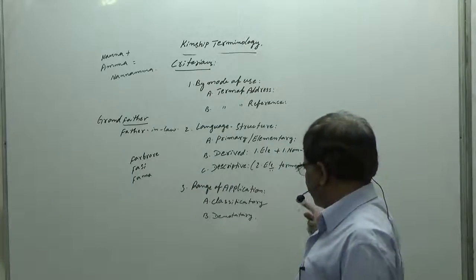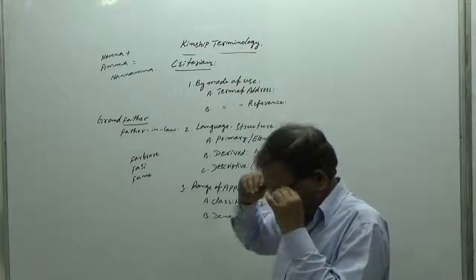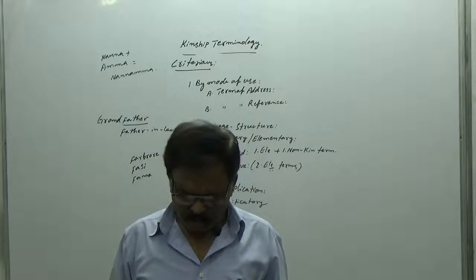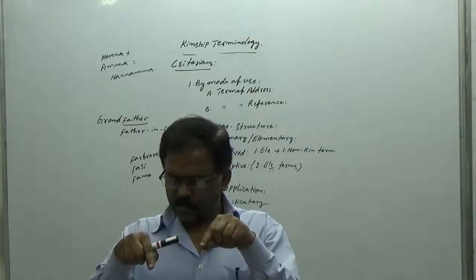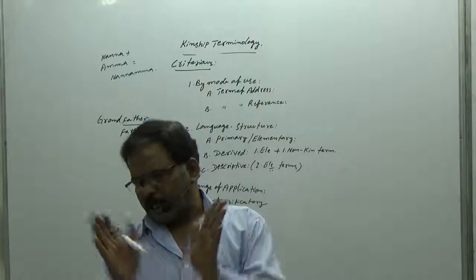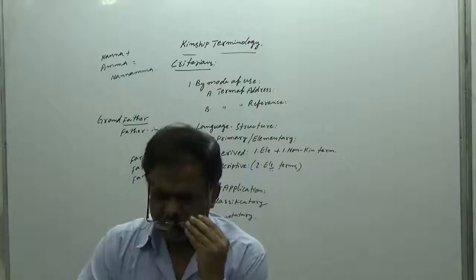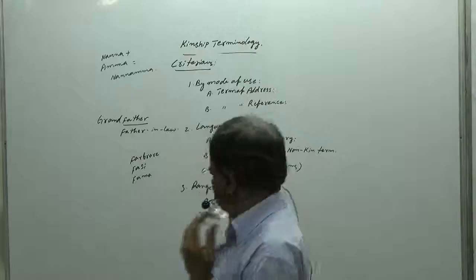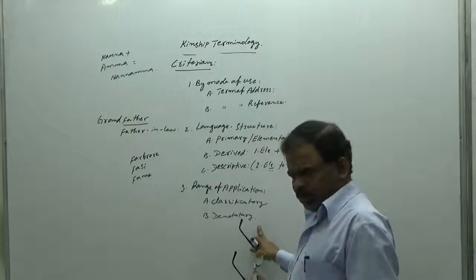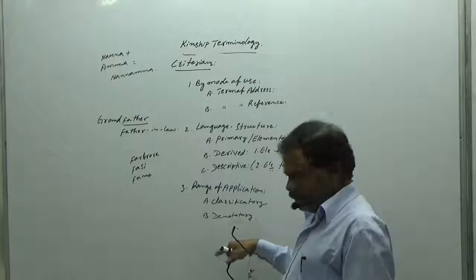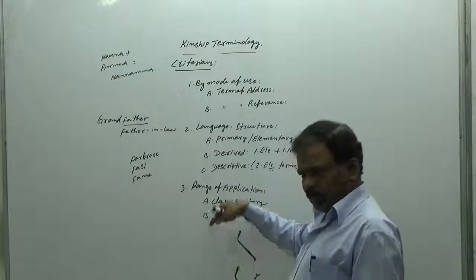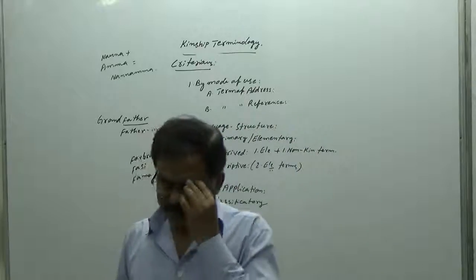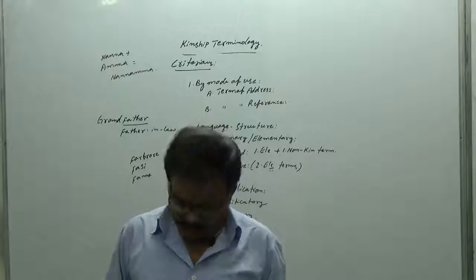Classificatory means the term which is applicable to many kins and many criteria. At the same time, denotatory means the term which is applicable to a particular kin and a particular criterion. Write that one only.